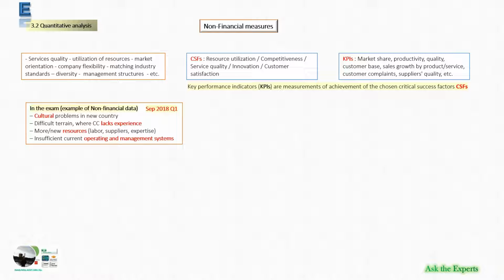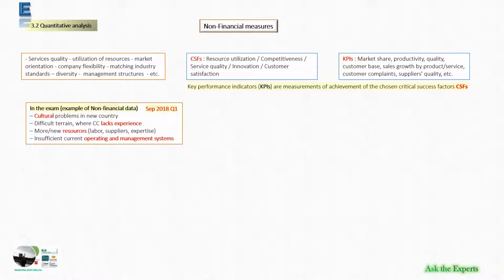Here is another example of the non-financial data that was discussed in the September 2018 exam, Question 1. Cultural problems in the new country. The lack of experience. More or new resources, such as labor, suppliers, expertise. Insufficient current operating and management systems.